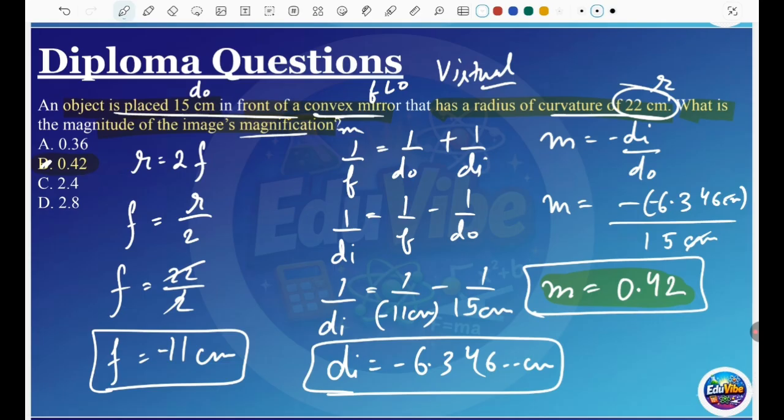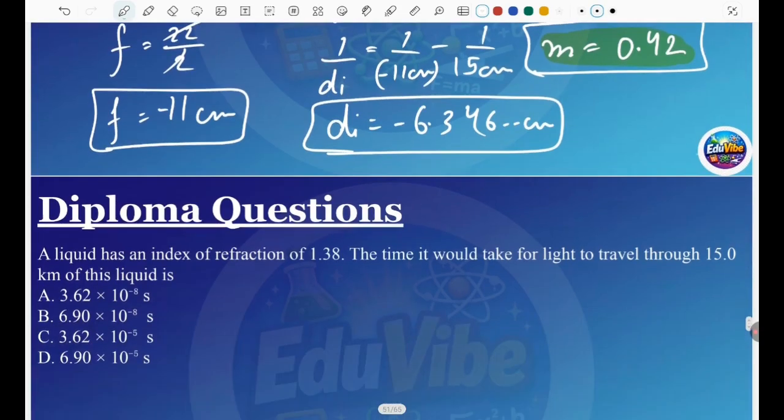So you can see that for one question you have to use the 3 formulas in one. You have to follow this. This type of question is frequently given in your MCQs, the numeric ones. So that's all you have to do. Let's move on to the next one.